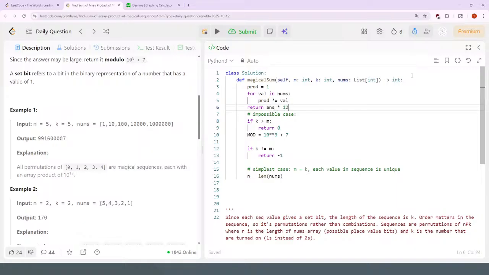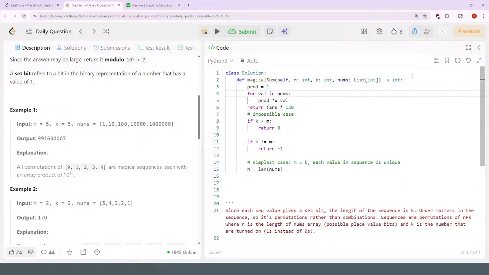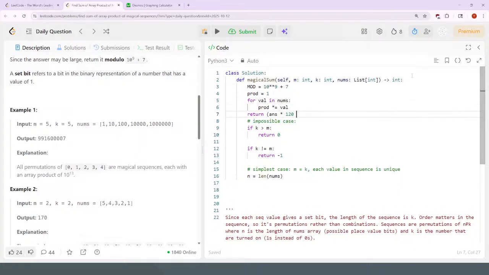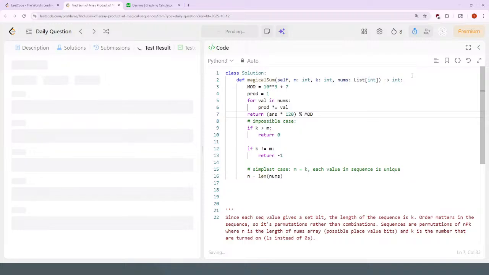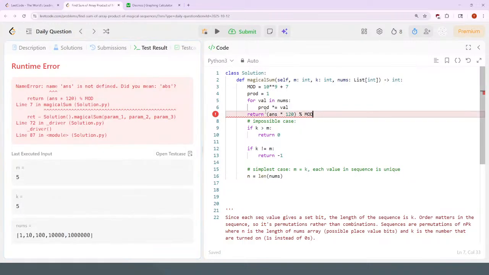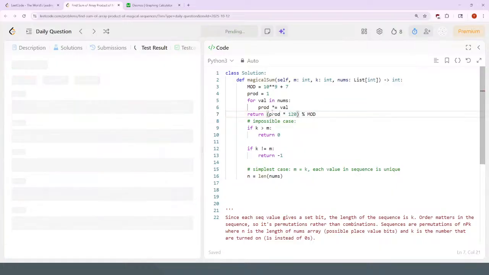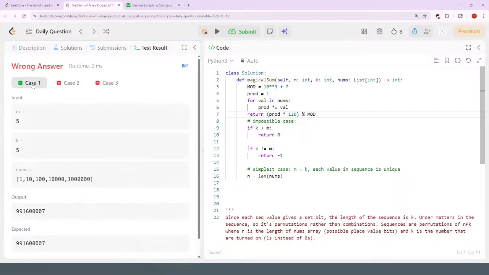Answer times 120 mod, whatever this thing is, mod 10 to the 9 plus 7. Okay, let's see if this works. I think it probably does. Return product. Okay, so that works for the first one.